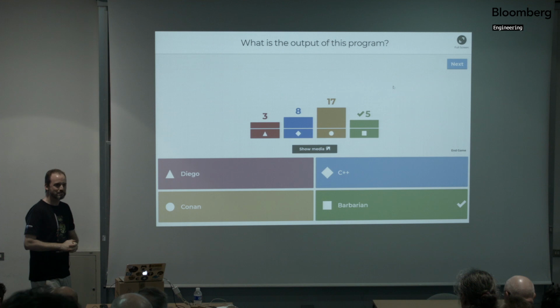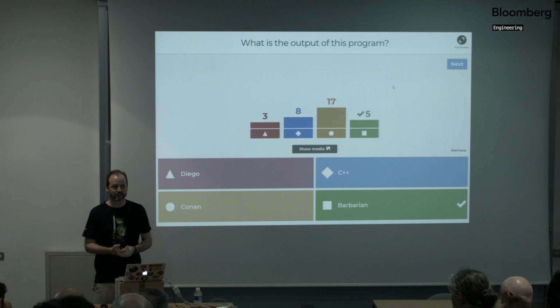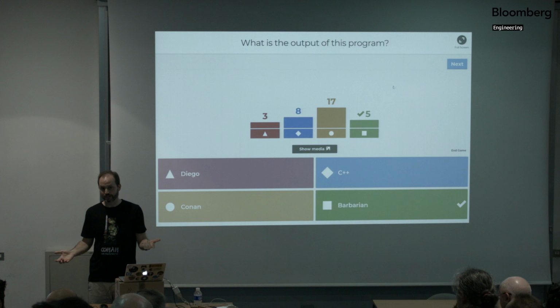And yeah, Barbarian, it is getting the source code of the HTML page of Italian C++, and this is called, now you know for a reason, the Barbarian quiz. So the answer was Barbarian.